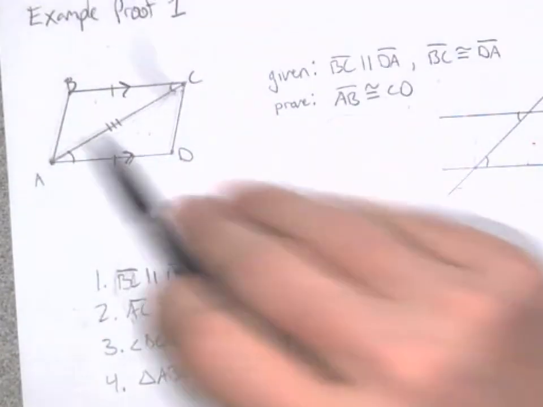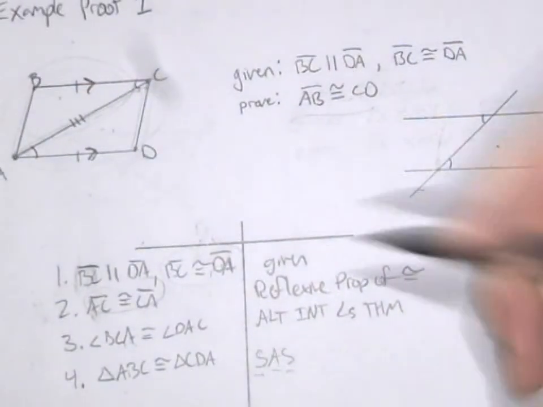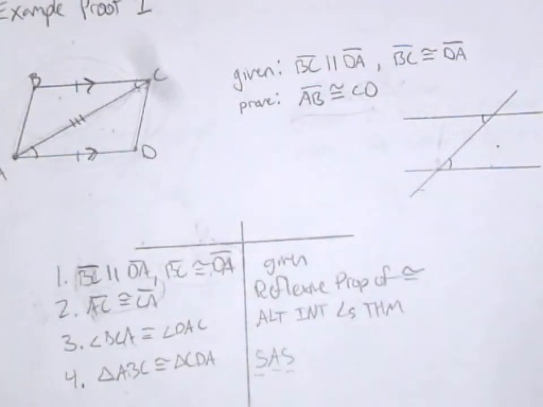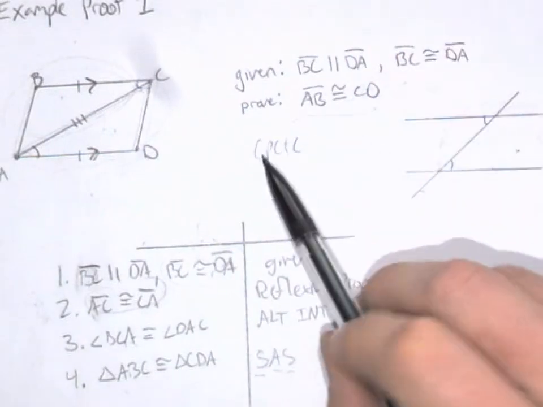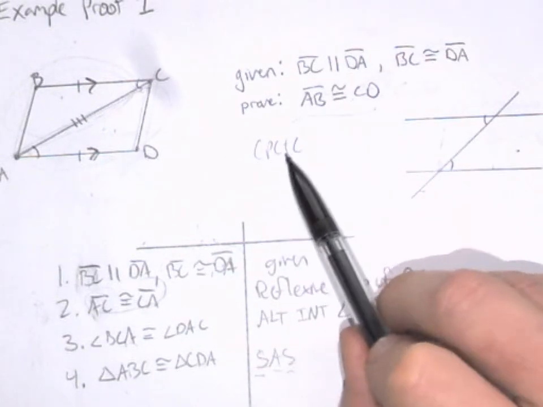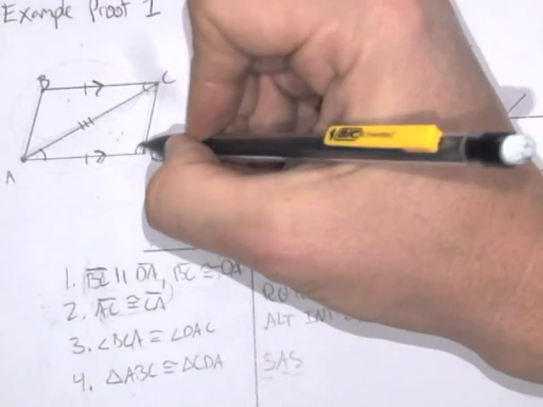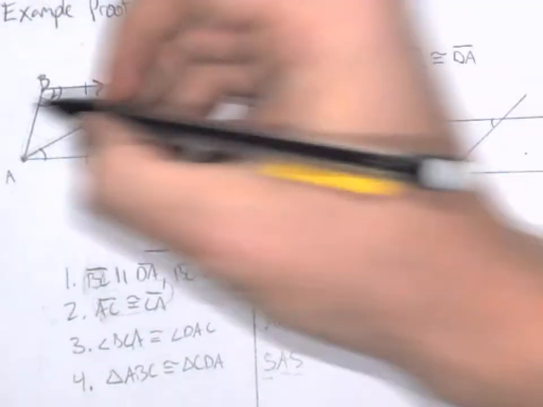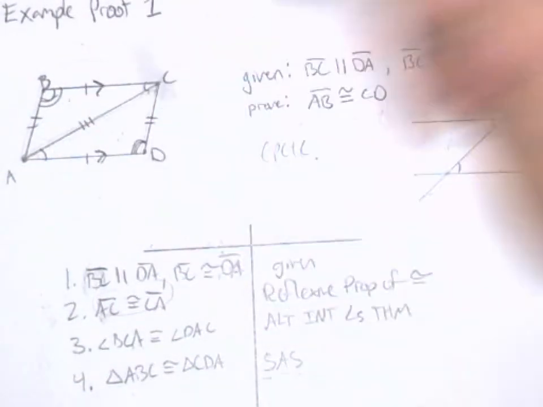Well, now that I've proven the triangles are actually congruent to each other, I get everything else as a bonus, right? So what I know now is if two triangles are congruent, their corresponding parts are congruent. Or in other words, CPCTC: the corresponding parts of congruent triangles are congruent. So as soon as I show these are congruent, I get angle D congruent to angle B, right? I have AB congruent to CD, which is what I wanted.